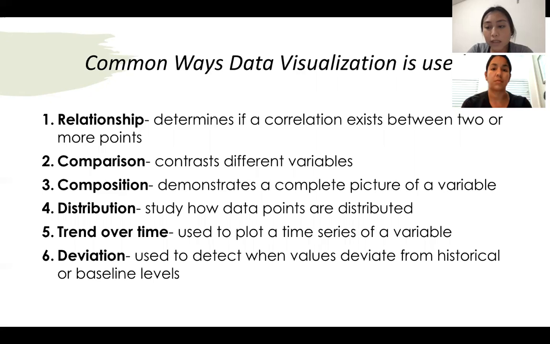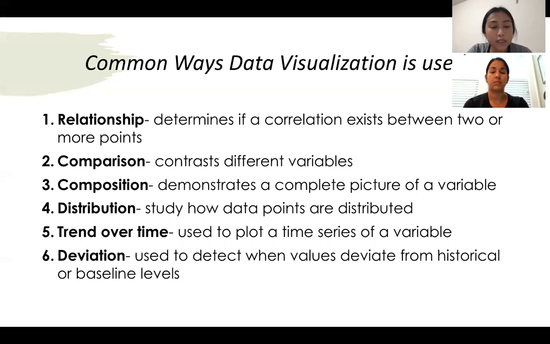Some common ways visualization is used. Number one, relationship, which determines if a correlation exists between two or more points. An example is to see if a relationship exists between the time waiting in the waiting room and the left-without-being-seen rates. Number two is the comparison between different variables. An example is the number of admissions of each of the hospital inpatient units over the last month.